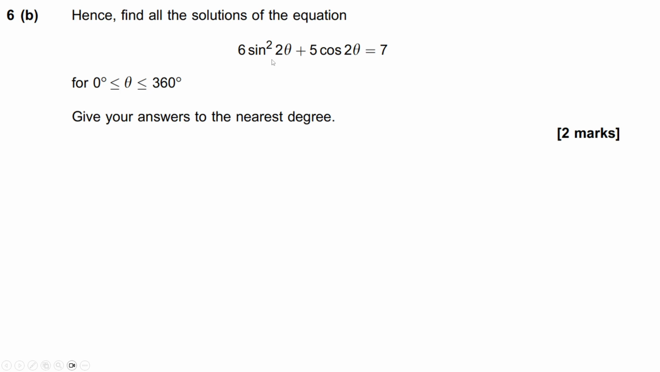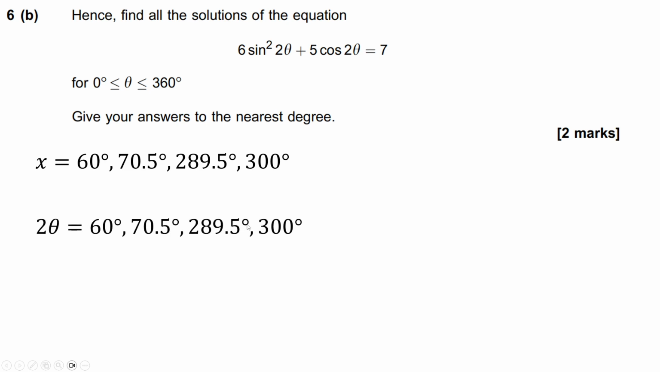It's the same thing, but instead of theta, it's 2 theta. So if we call all of our other solutions x instead of theta, and then we want to find 2 theta, this is just 2 theta equals all of these. And then we want theta obviously, so you just halve all these to get that. And yeah, that's everything. That's fine.